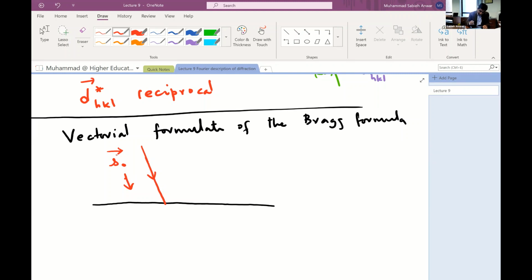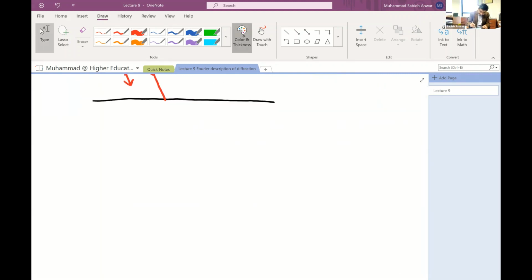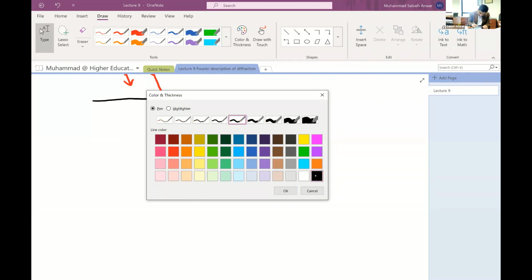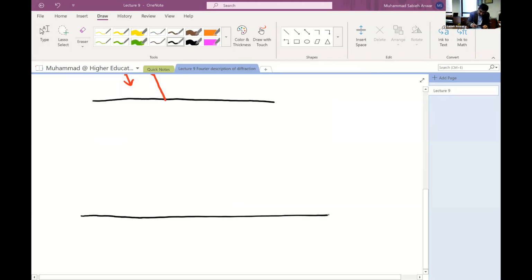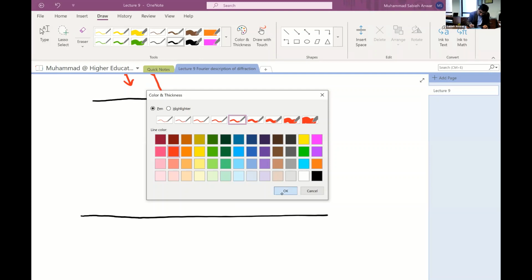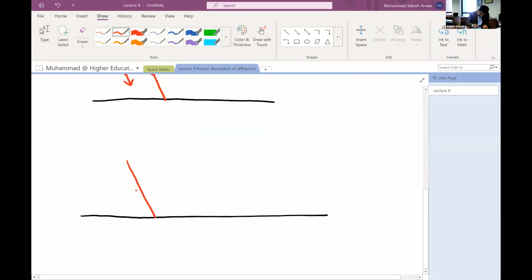I need to redraw this because I need some more space. So let me redraw this thing over here. Here I go. Here is the plane of atoms. I draw an incident X-ray. Let's call this vector S naught. And then there is a scattered direction, which corresponds to a vector S. The angle here is theta, and so is this angle.